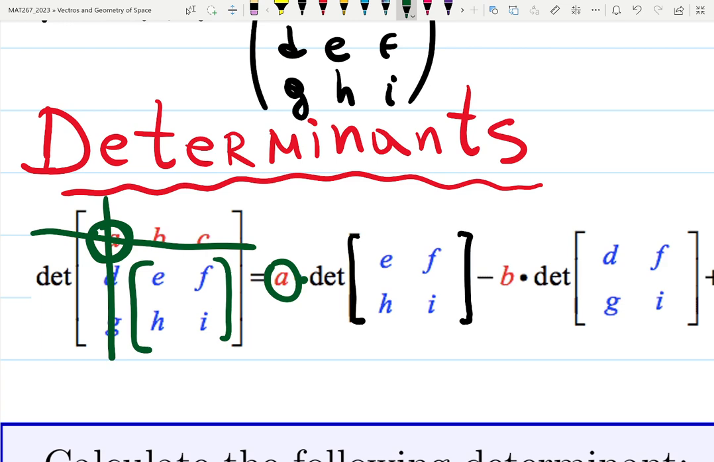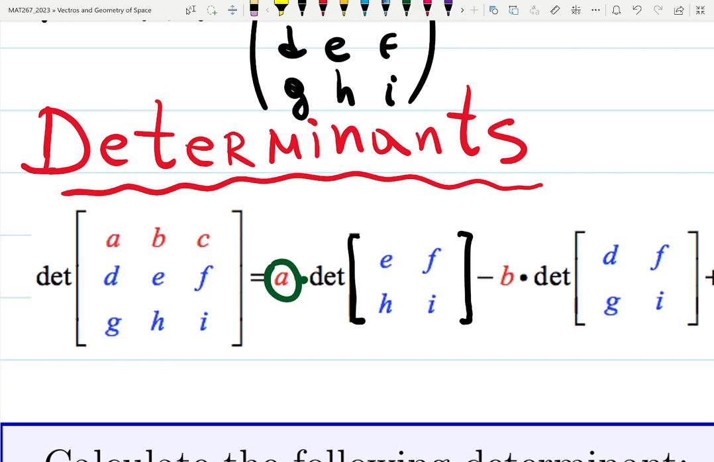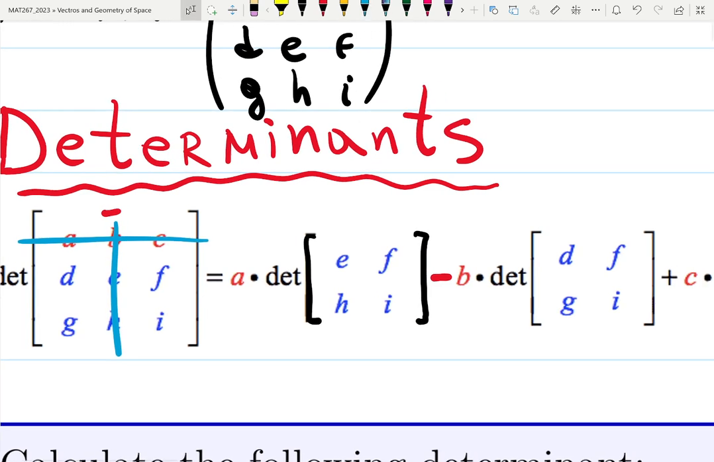Then you repeat for B and C. For B, it will be negative. I will explain in a second why. B is negative, minus B. So put a note here, minus B. And then you draw a bomb. It destroys like so. And you multiply by the determinant of the leftover, D, F, G, I. I'm reading rows. D, F, G, I. That's the one that's hard to visualize because it's kind of broken into pieces.